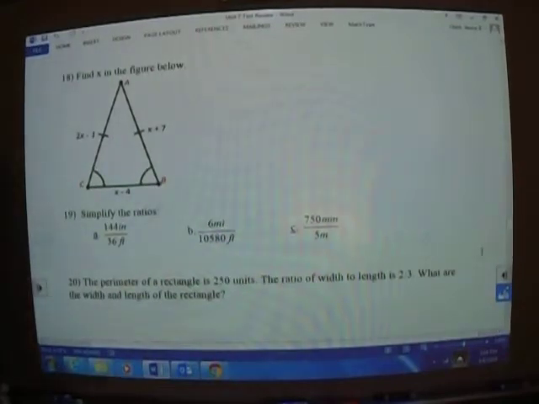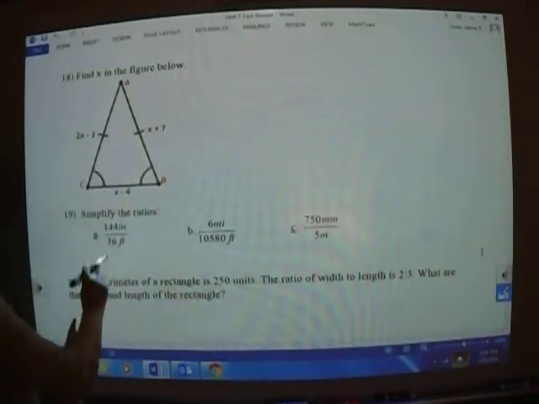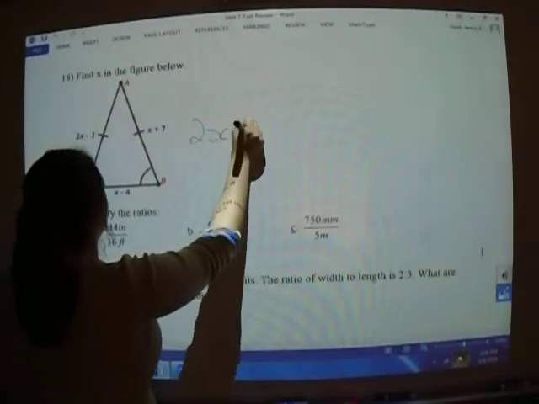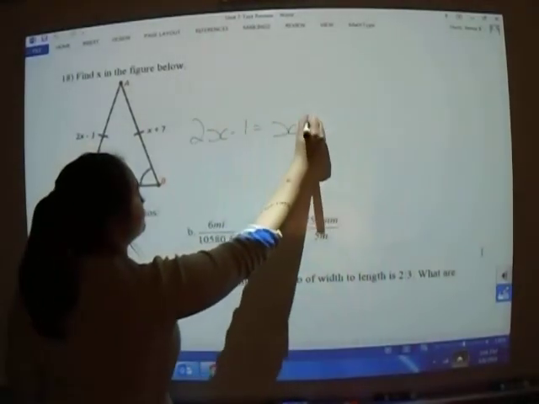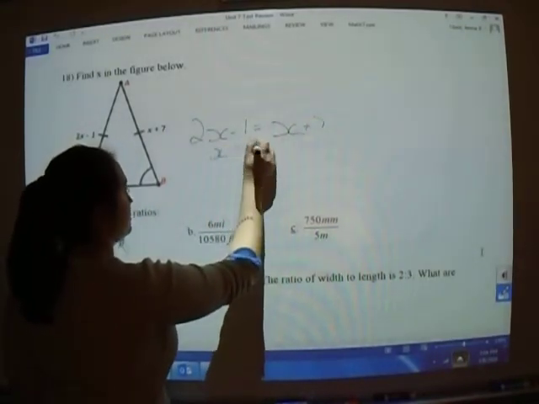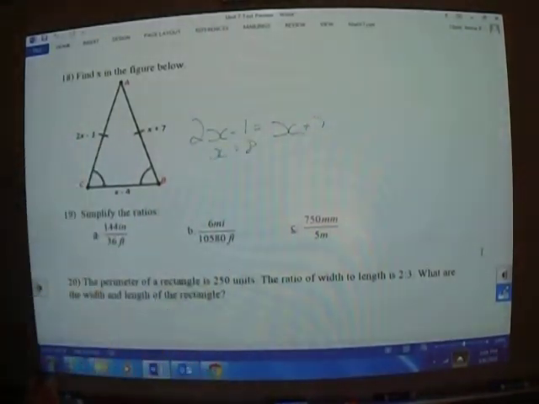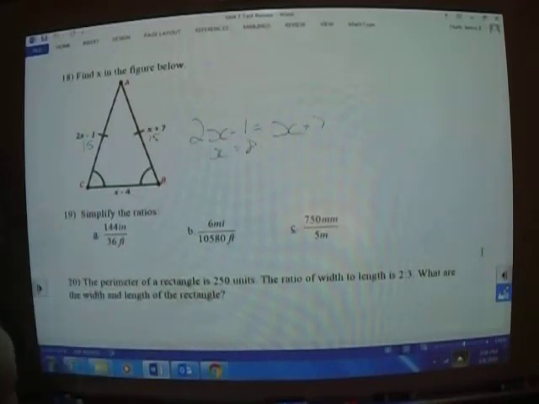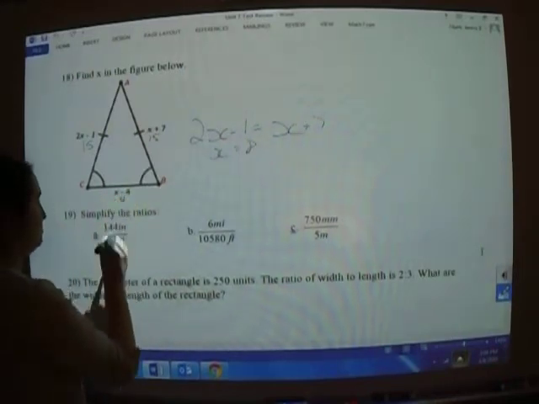Number 18, find x in the figure below. All right, this is an isosceles triangle. So these are equal to each other. So you just set them as equal to each other. 2x minus 1 equals x plus 7, right? So we get x equals 8. So we can find each side. This one is 15, also 15, right? We're just plugging in for x, and this one is 4.